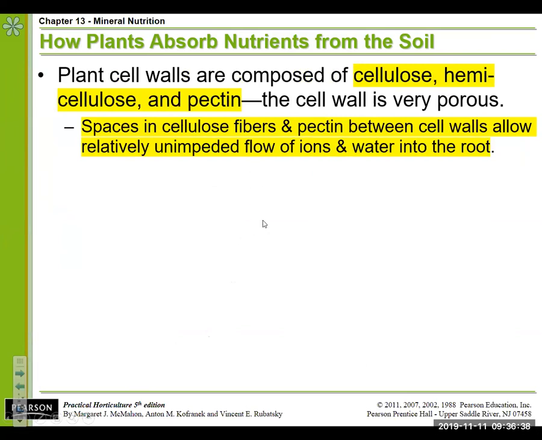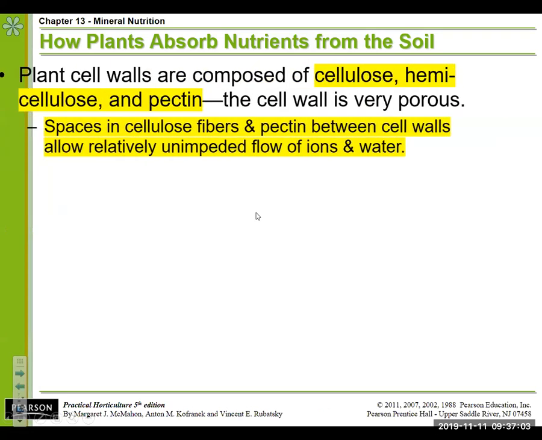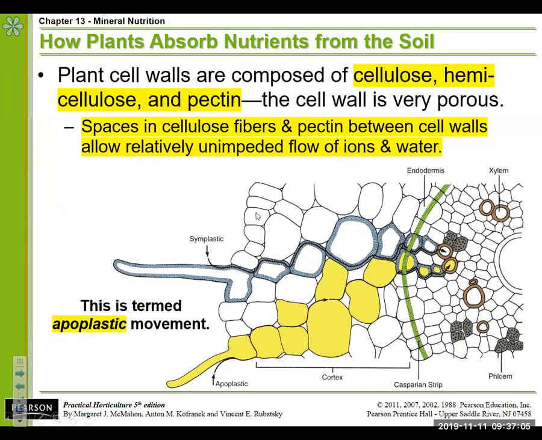Plant cell walls, as we discussed, are composed of the carbohydrate cellulose and hemicellulose, as well as pectin. But this composition is creating a porous cell wall. And the spaces in these fibers and pectin, these pores, are what are allowing the flow of ions and water into the root and then up through the plant. So here's just an image of that.